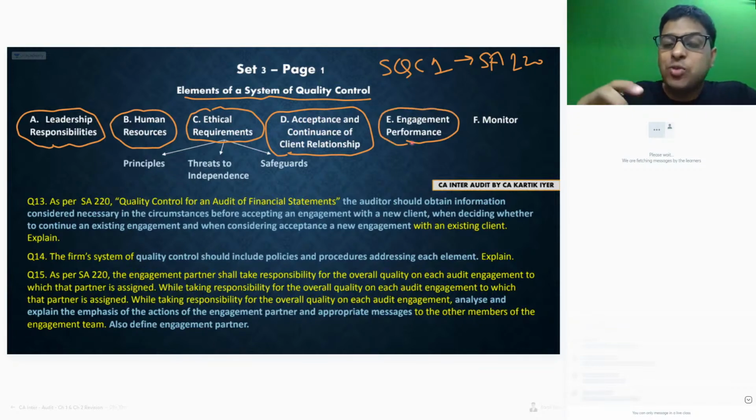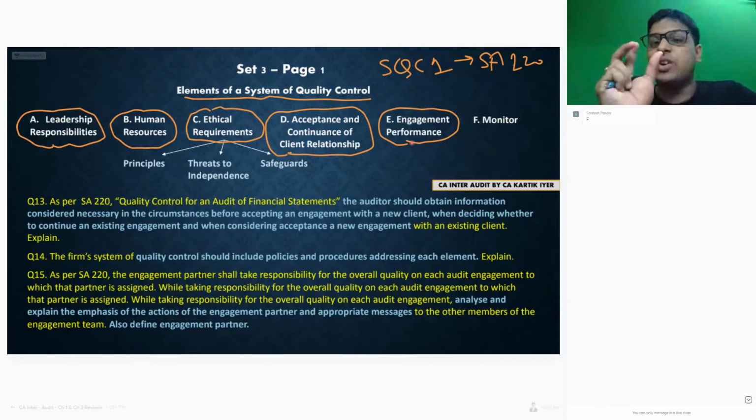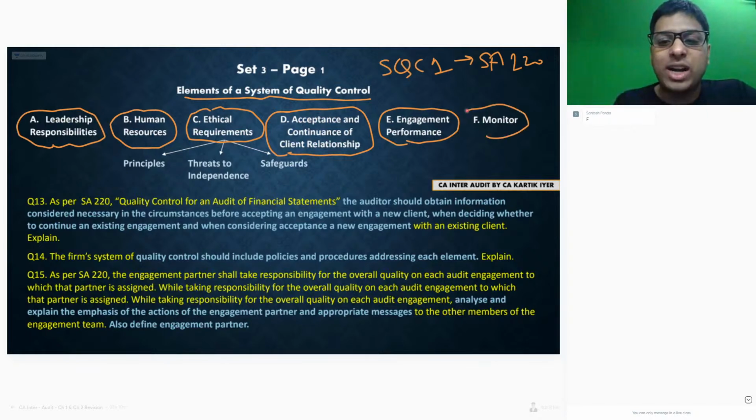Simple. Now, before giving that mango to the client, Amir Khan first checks whether the mango is proper or not. That is basically called monitoring.